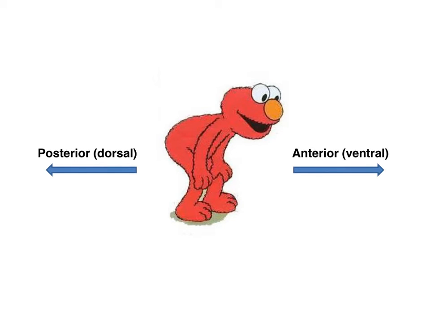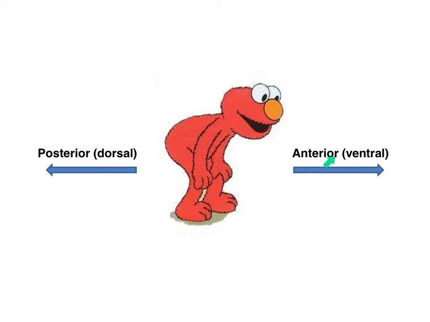Your forward-backward axis is anterior and posterior. Anterior is forward, posterior is backward. So anterior is basically in the direction of movement. If you're doing general forward movement, you're moving in the anterior direction. And posterior is the opposite of that.